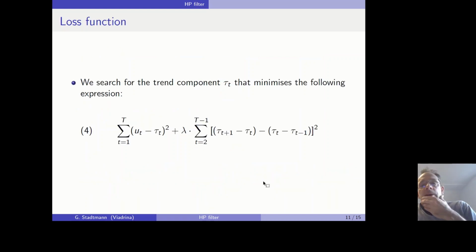So the idea is that we are looking for this kind of loss function here. We search for a trend component tau, which minimizes the following expression. At first look, this is a very wild equation. There are two components here, a first component and a second component. Of course, we have to go into detail and talk about these two components.